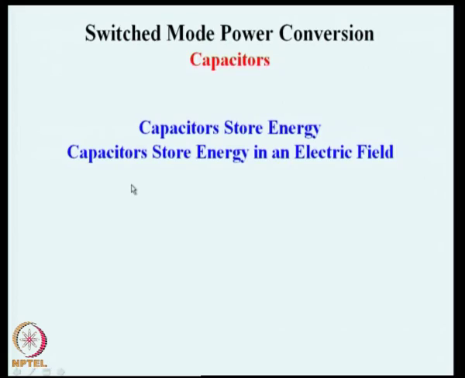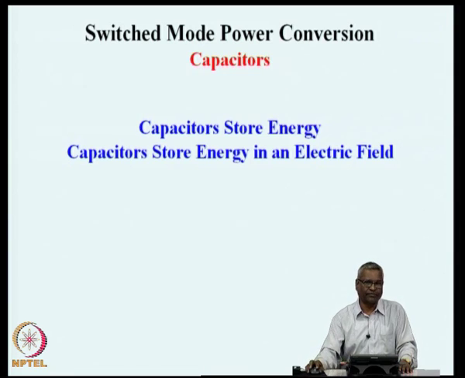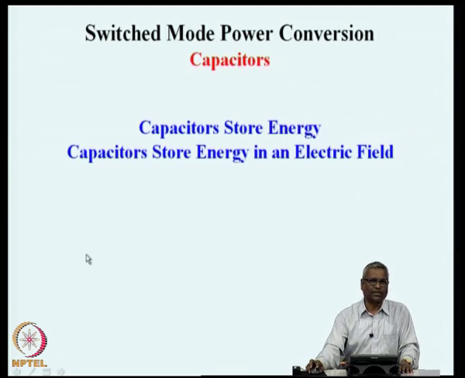The capacitors store energy just like inductors. The energy stored in the capacitor is in the form of an electric field. We saw that the inductors were storing energy in the form of magnetic field. In the capacitors, the storage is done in the form of electric field, and in power converters, in order to smoothen the flow of energy from the source to the load, capacitors are used for that purpose.